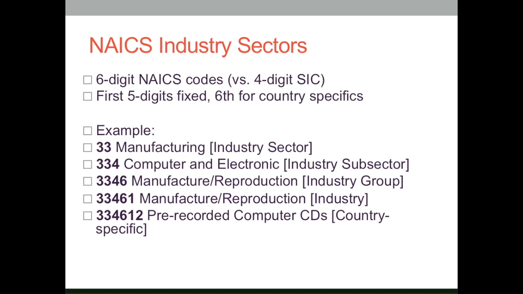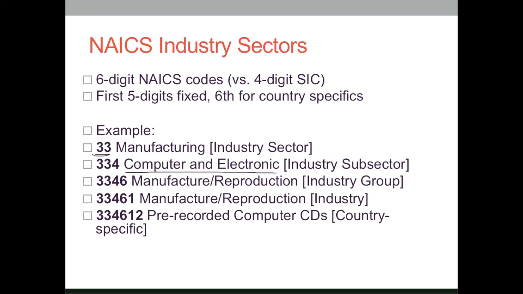NAICS uses a standard coding system where the first 2 digits give the broad industry sector. So 33 is the broad industry sector of manufacturing. Then the next digits give groupings within the sectors. Each time you add another digit at the end, that is a subgroup within the grouping above it, right? So 334 is the computer and electronic industry subsector within the 33 manufacturing industry sector.